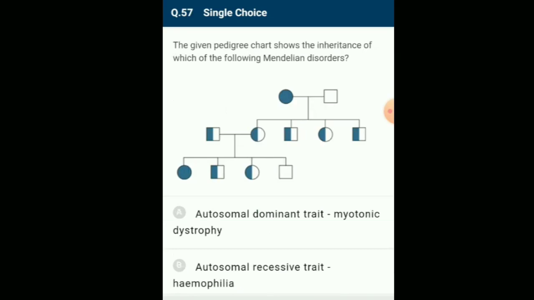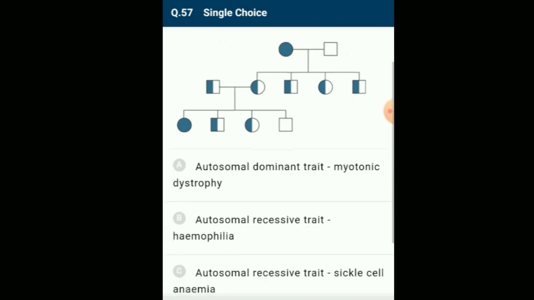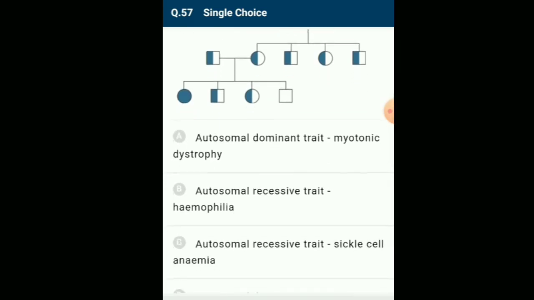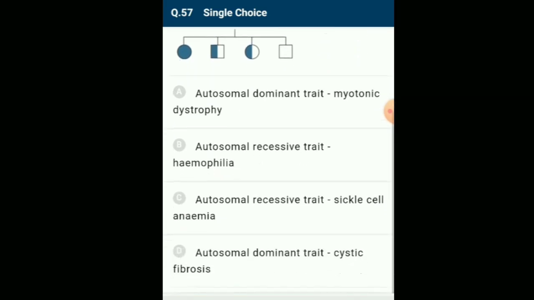The given pedigree chart shows the inheritance of which of the following Mendelian disorders? Sickle cell anemia is an autosome linked recessive trait that can be transmitted from parent to offspring when both the partners are carriers of the gene. The disease is controlled by a single gene pair, HBA and HBS. So the answer for this question is option C, autosomal recessive trait, sickle cell anemia.